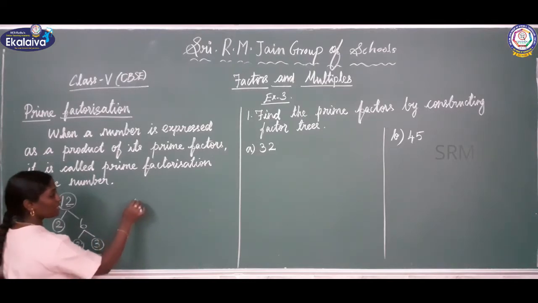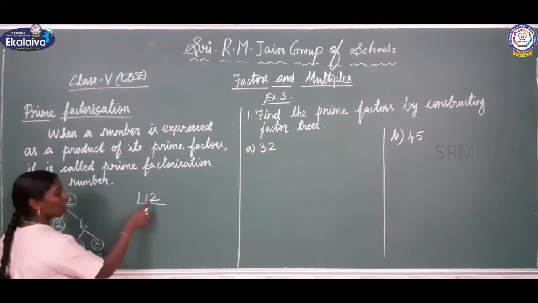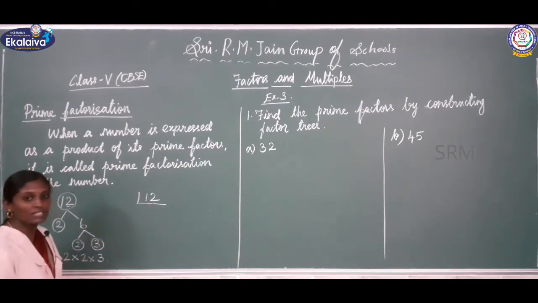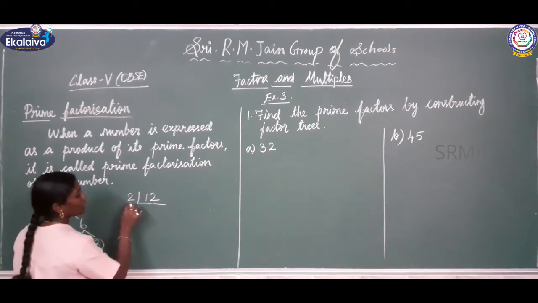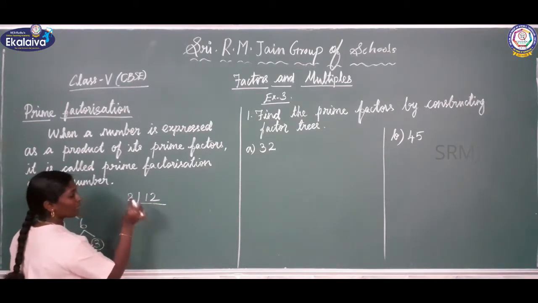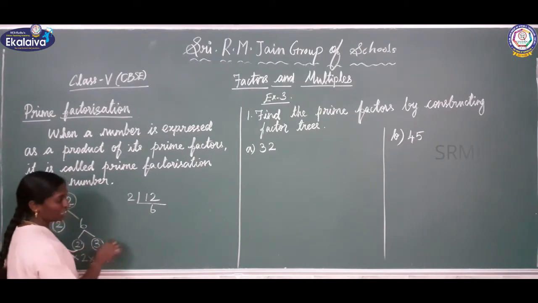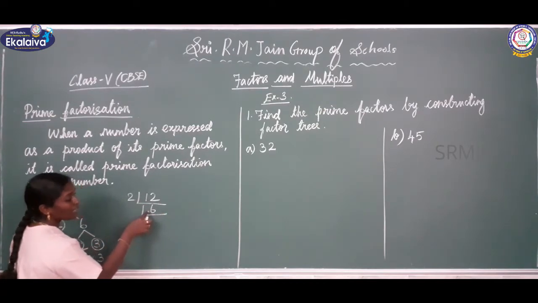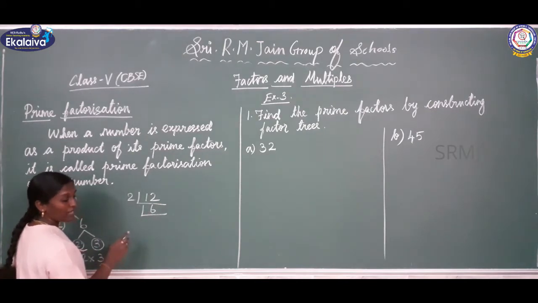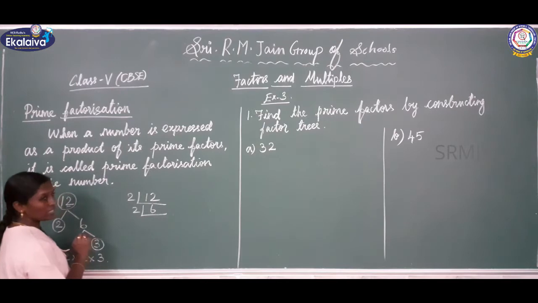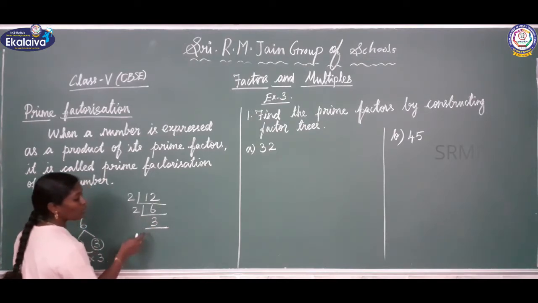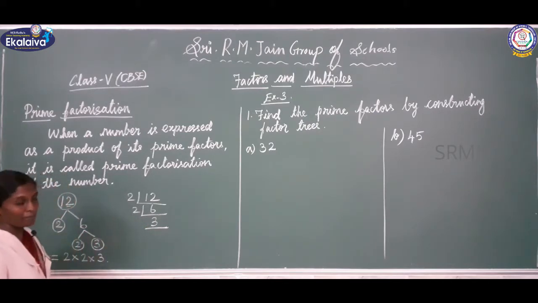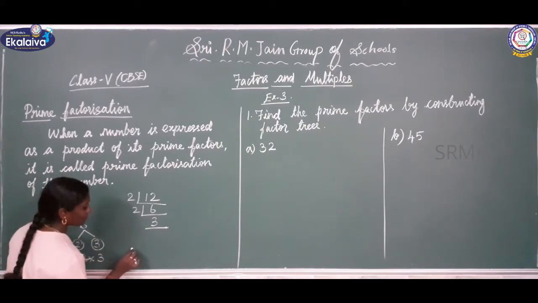Okay, let us see the division method. Here also we have to start with the smallest prime factor. Here the smallest prime factor is 2. While dividing the number 12 by 2, we will get 6 as the quotient. Again, we have to divide 6 by the smallest prime factor. 6 is an even number, so again 2 is the smallest prime factor. Now we are getting 3 as the quotient. 3 is a prime number. So we have to stop here.